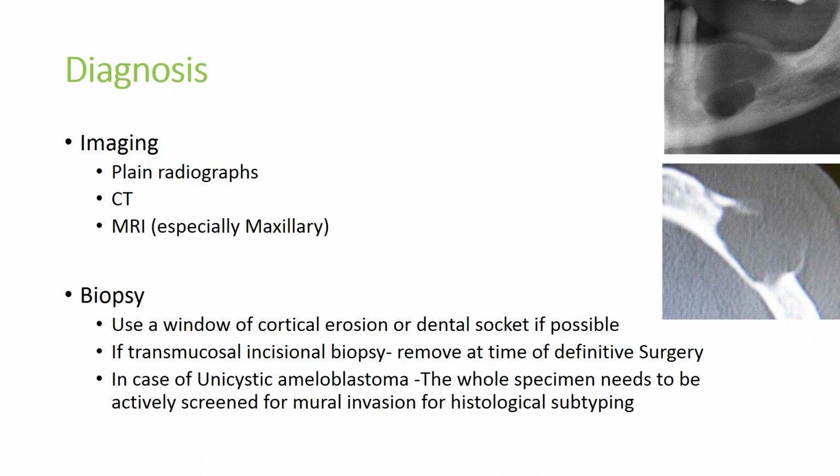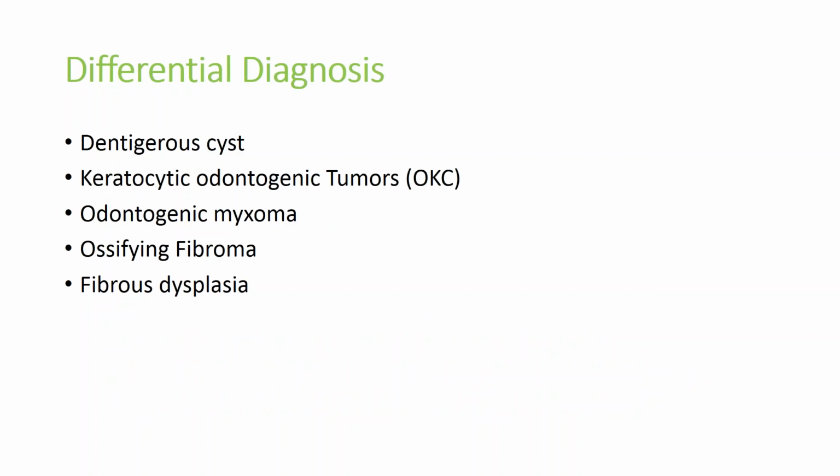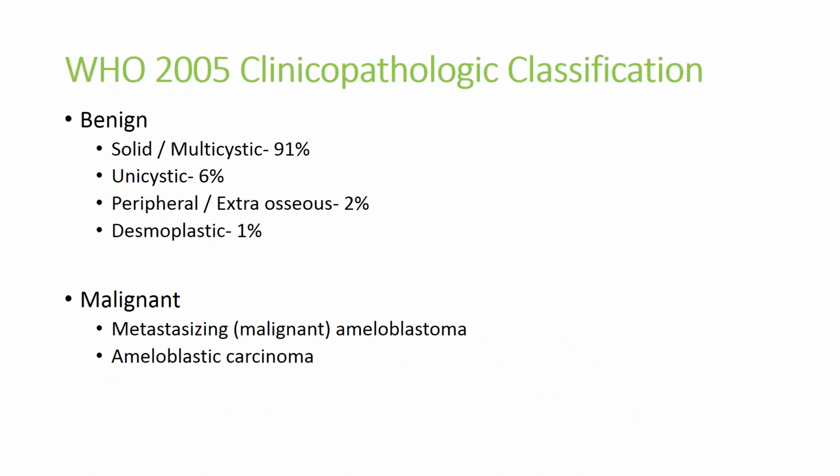In unicystic, which is a distinct modality, so a single cyst, make sure you take the whole specimen for the pathologist, and I'll tell you why in a second. Again, could be any of these things as we said earlier. So in 2005, they classed the clinical pathologic classification as solid multicystic, unicystic, peripheral, and desmoplastic. And in the malignant, there could be these two.